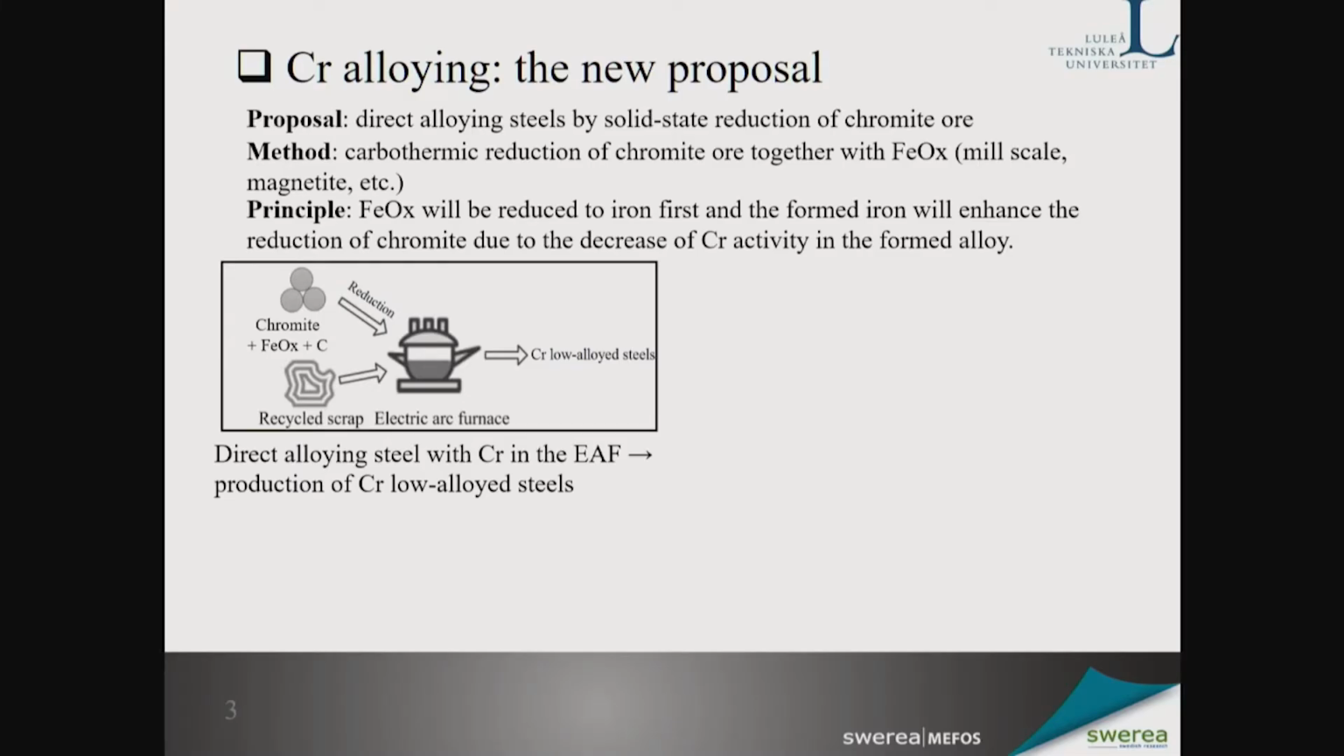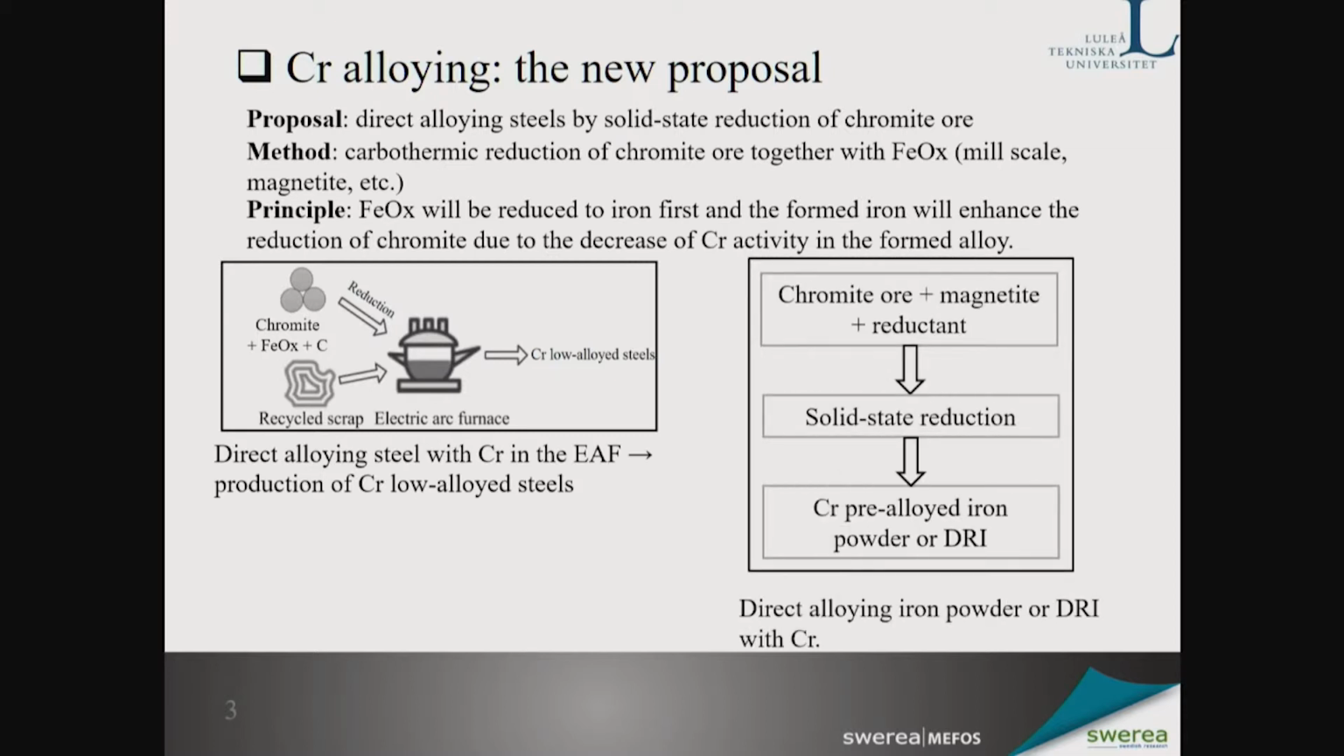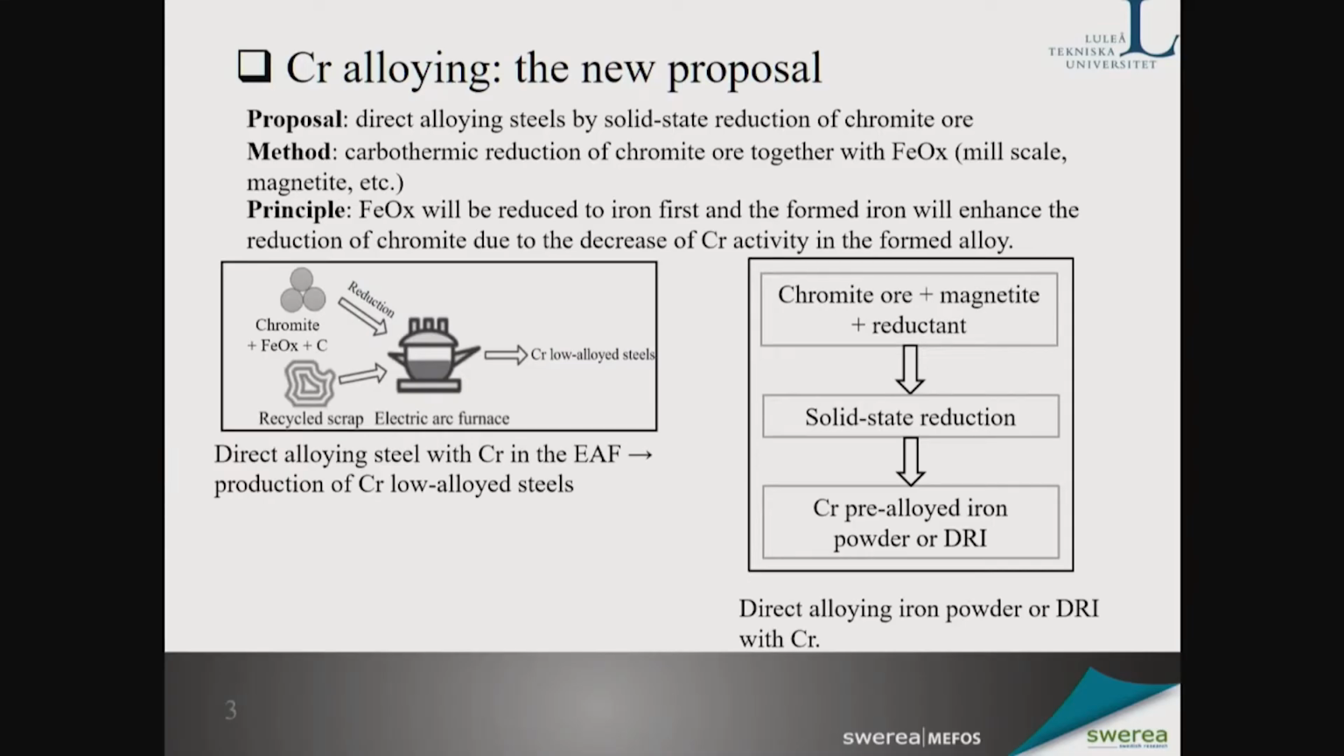And for the applications, we proposed two. The first one, we propose to use a kind of briquettes made from chromite ore plus mill scale plus carbon, and charge such briquettes into the furnace, for example, electric arc furnace, to directly alloy steels with the chromium. And secondly, we can use a mixture made from chromite ore plus magnetite plus anthracite to produce chromium pre-alloyed iron powder or direct reduced iron by the solid-state reduction process.